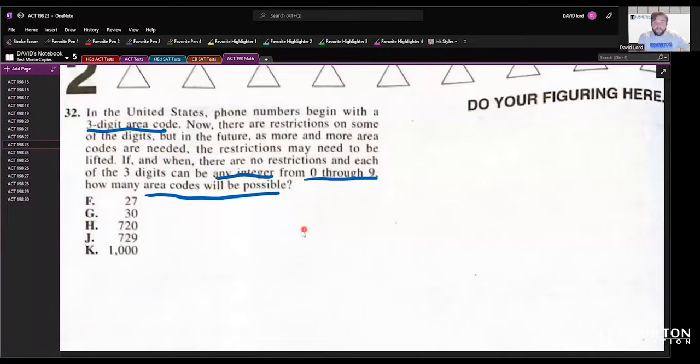So that means for the first digit, we have 10 integers possible. For the second digit, we still have another 10 that are possible because any integer is allowed. And then as you might guess, there are 10 digits available for the third spot. So that means the answer is going to be 1,000 different possibilities, or K.